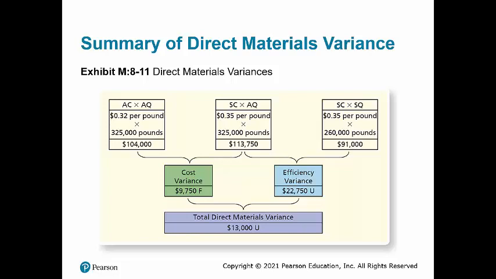Also, Cheerful Colors paid 32 cents per pound of paraffin instead of the standard rate of 35 cents per pound. This cost saving increased profits by $9,750, as shown by the favorable cost variance, but the cost savings weren't enough to offset the inefficient use of the paraffin, resulting in an overall reduction of profits of $13,000.